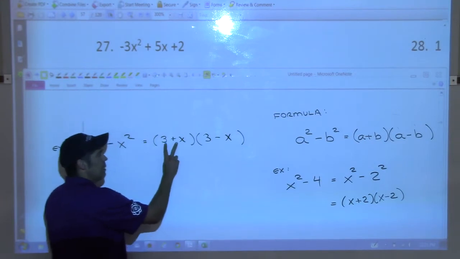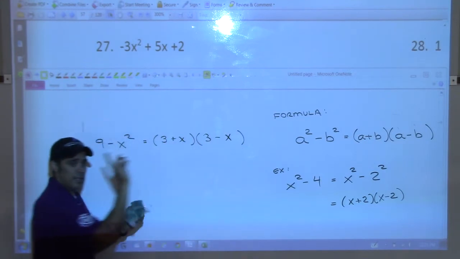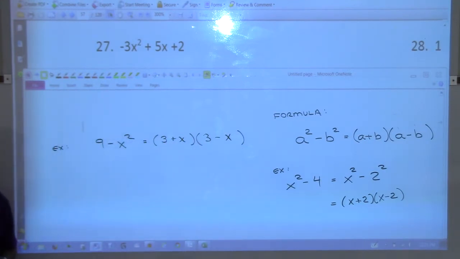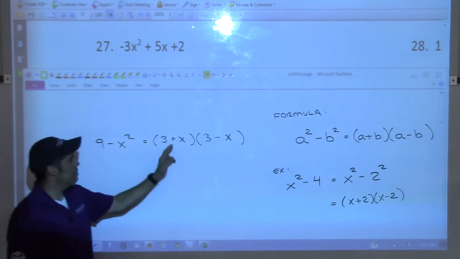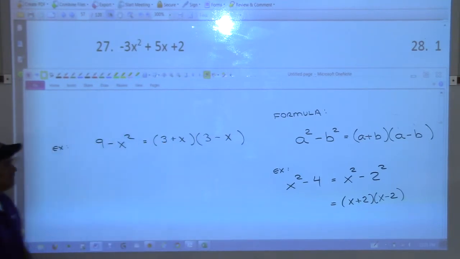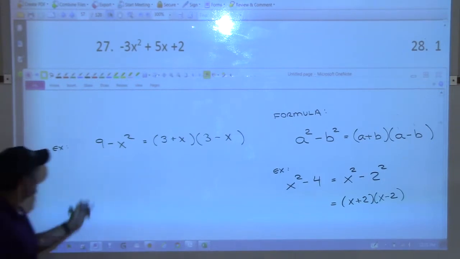If you flip this around, if you make this x plus 3, x minus 3, it's incorrect, all right? It wouldn't be incorrect here, but when you flip that one, it's wrong. So that would be the answer here, all right? Let's do another one.